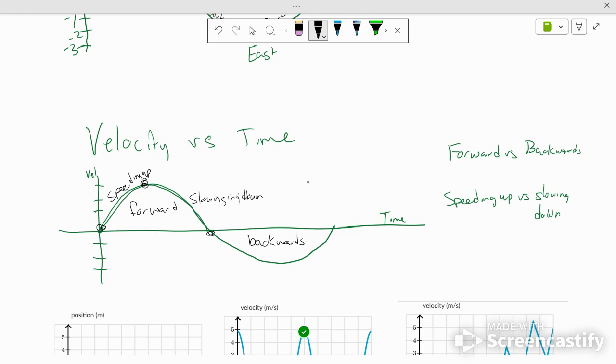What am I doing from here to here? I'm actually speeding up. I'm getting more negative. I'm speeding up in a negative direction. So as you get further from the x-axis, you're speeding up. As you get closer to the x-axis, you're slowing down, because when you're on the x-axis, you're not moving. You're at zero velocity. Then I'm going negative 2, negative 3, negative 4, so I'm going faster, just going backwards. And then I start slowing down to zero again. So here you're slowing down. Are we good with those?